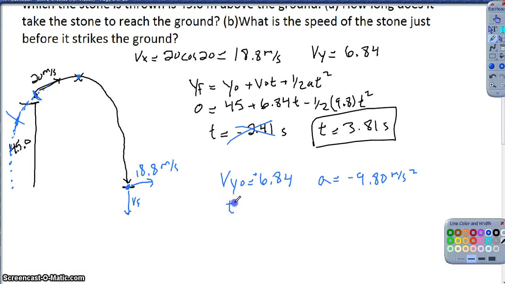And I know my time. I found the time to be 3.81 seconds before it goes from here to the ground. So once again, I do not have to break it up at the top. Now, if you do, there's nothing wrong with that. You're just making yourself a little bit more work than you have to, right?